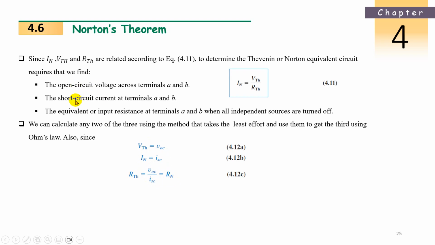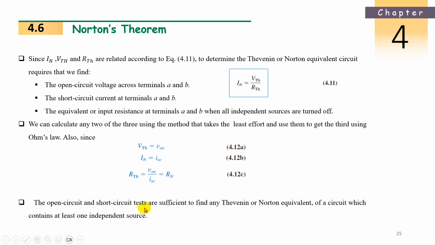So use step 1 and step 2, we will get all the three items. No need to go for the third one. Or use step 1 and step 3, you can find step 2 also. Or use step 2 and step 3, you can find step 1 also. So like this, we have the options.